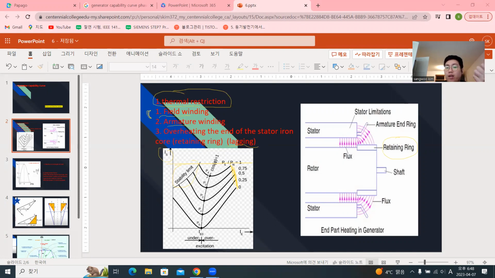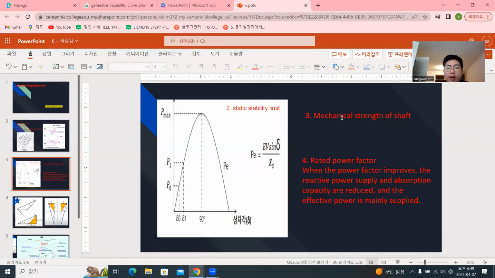You just have to become more familiar. The result is, because of the lagging current, the retaining ring is going to saturate. So that's why the flux is going to be here. And then the second part: in the previous lecture I explained the static stability limit, right?